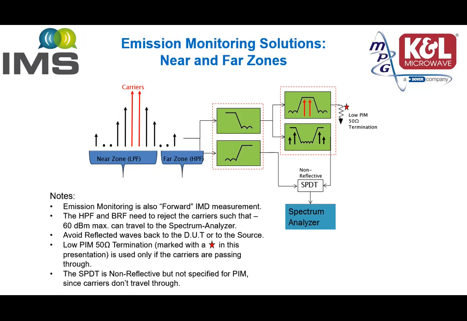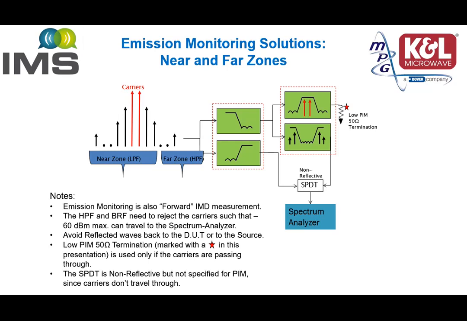The spectrum coming from the device under test, such as an amplifier, is shown on the left. Carriers are shown in red, IMD products and harmonics in black. We position a high-pass, low-pass to divide the spectrum into a near zone and a far zone. Following the low pass, there is a bandpass, bandstop duplexer. The bandpass is terminated by a 50 ohm termination.